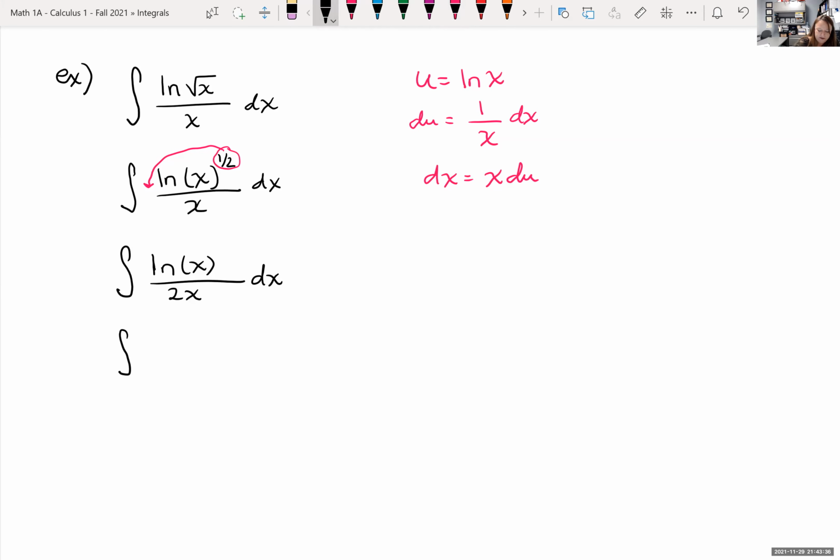So we have the antiderivative or integral of the natural log of x, which is u, all over 2x times dx, which is x du. So notice our x's cancel, which we want. So we have really 1/2 u du.